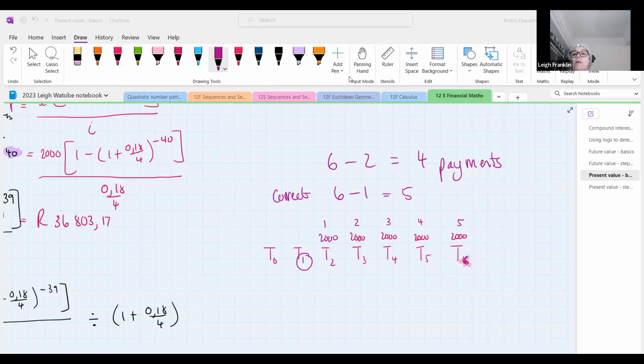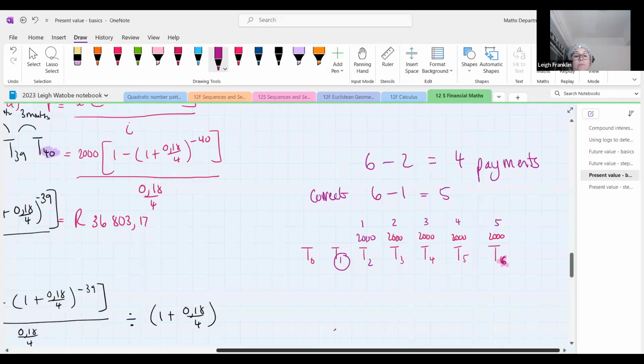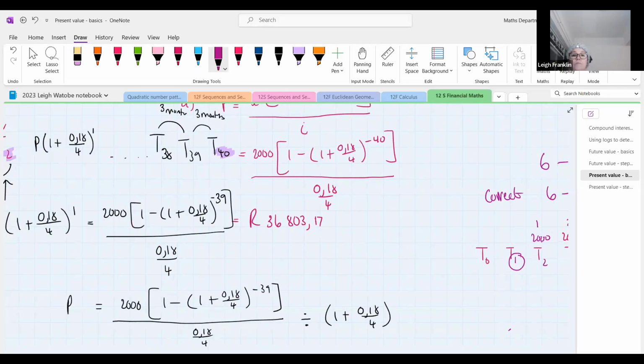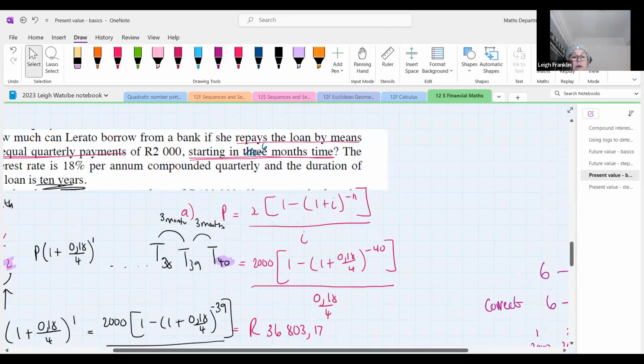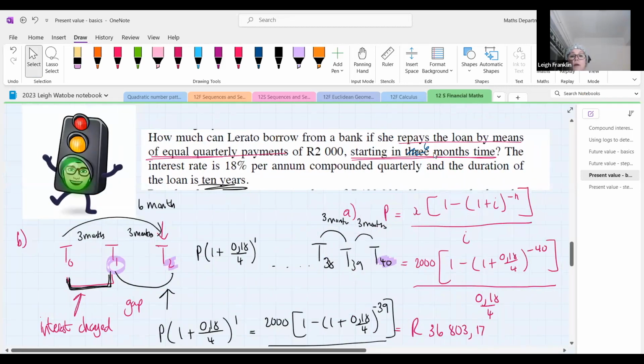Okay, so I'll go back up to the question again. It's not a problem. So that's why, if I start in 6 months' time, the loan has to grow from T0 to T1. That's the first 3 months where it's growing, because I'm not starting to pay after 3 months. I'm starting to pay after 6 months. So there's going to be a 1/4 period where I'm going to pay interest. That's from T0 to T1.